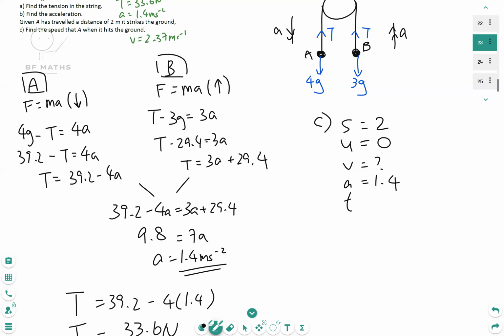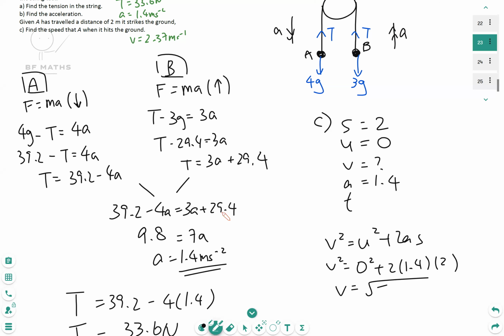Okay, so here we go. v equals, nope, v squared equals u squared plus 2as. So v squared equals 0 squared plus 2 times 1.4 times s. So v equals the square root of 5.6. So v equals the square root of 5.6, which is indeed 2.37 meters per second, rounded to 3 significant figures.